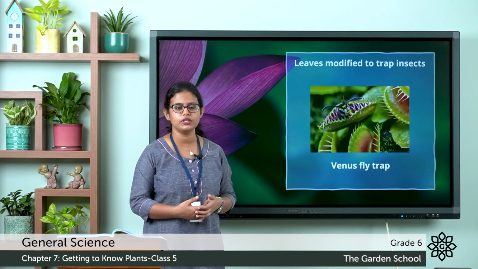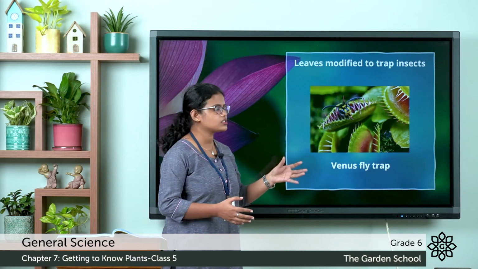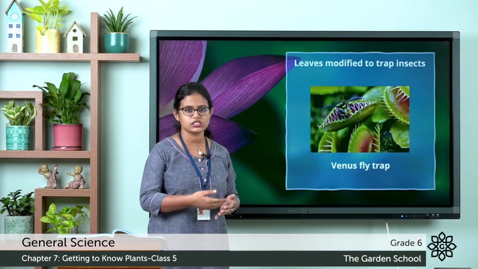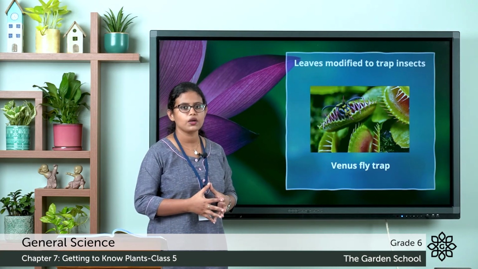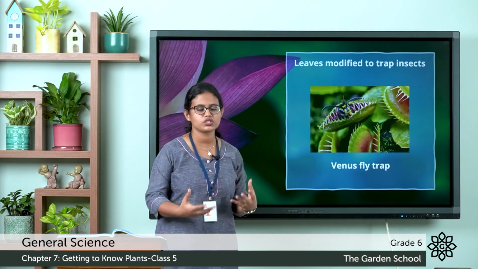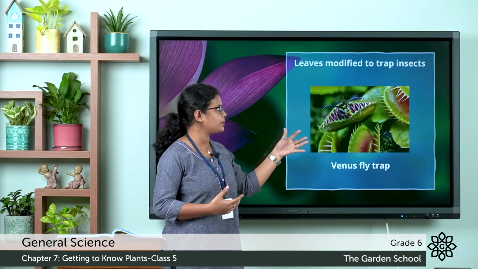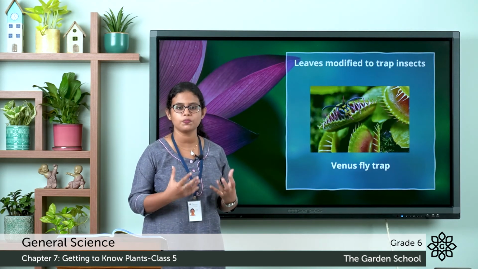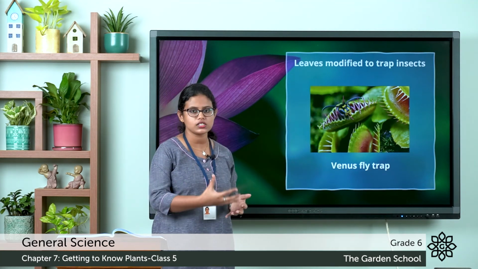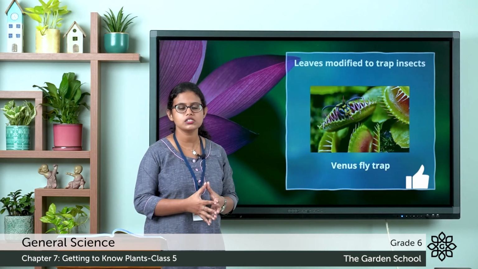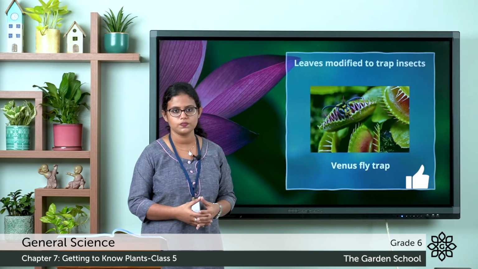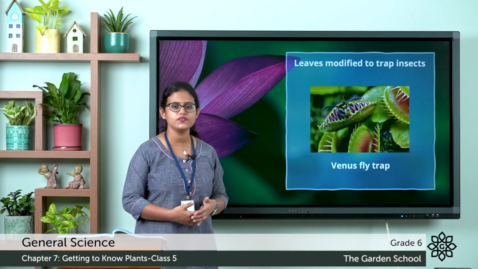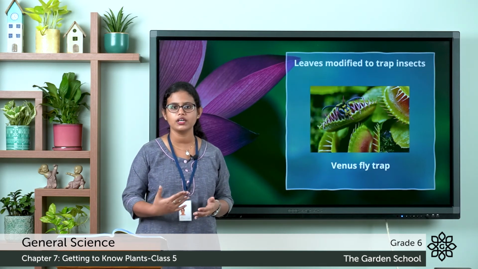Let me give you another example, that is the Venus flytrap. As you can see in this picture, it has spines on it. When an insect enters inside it, it closes, and what happens to the insect? It gets trapped inside it. You can clearly understand from the picture, the insect got trapped inside it. The leaves have spines on them, and when the insect enters and the leaf closes, it gets trapped inside. So that is another example. These are the two examples for leaves that are modified to trap insects.